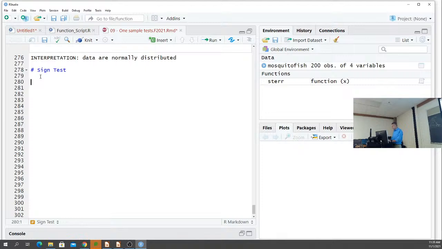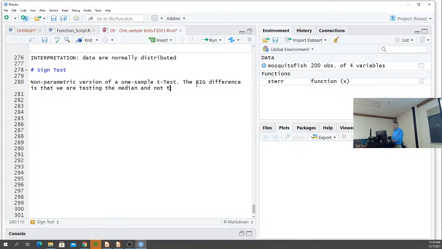So the sign test is a non-parametric version of a one sample t-test. The big difference I'm going to highlight is that we are testing the median and not the mean. Assumptions: we need 1, data are random and independent, and number 2, we need a sample size of at least 6.